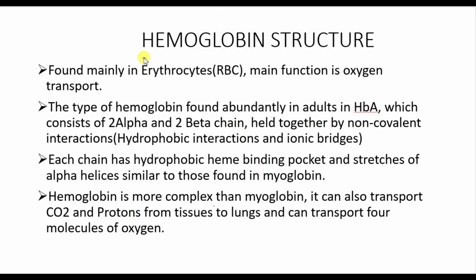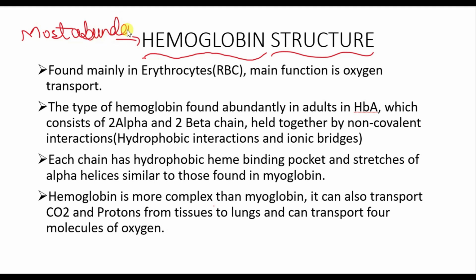Okay, so in this lecture we are going to talk in detail about the structure of hemoglobin. In the previous lecture we talked about the structure of myoglobin in detail, and this is another heme protein called hemoglobin. In fact, this is the most abundant source of heme in the body. It is found inside the erythrocytes, the red blood cells, the most abundant source of heme in the human body.